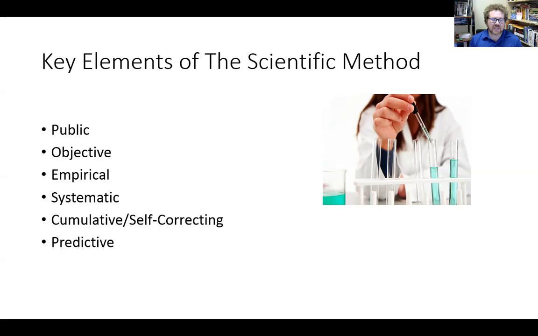When we say that science is systematic, that means that the scientific method is carried out in a controlled, rigorous way. Everything is planned out in advance. You're not flying by the seat of your pants, so to speak. There's a method to the madness, and there's a rigorousness to the way that the scientific method is carried out. Finally, we also say that the scientific method is cumulative and self-correcting.